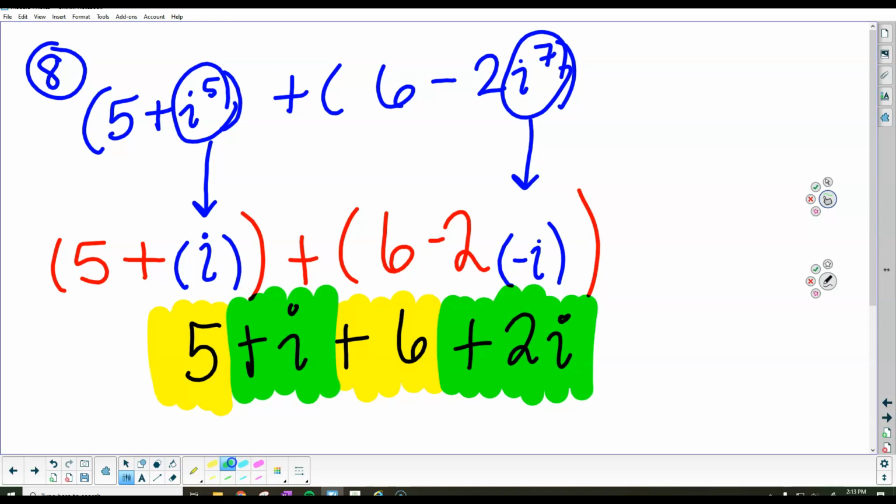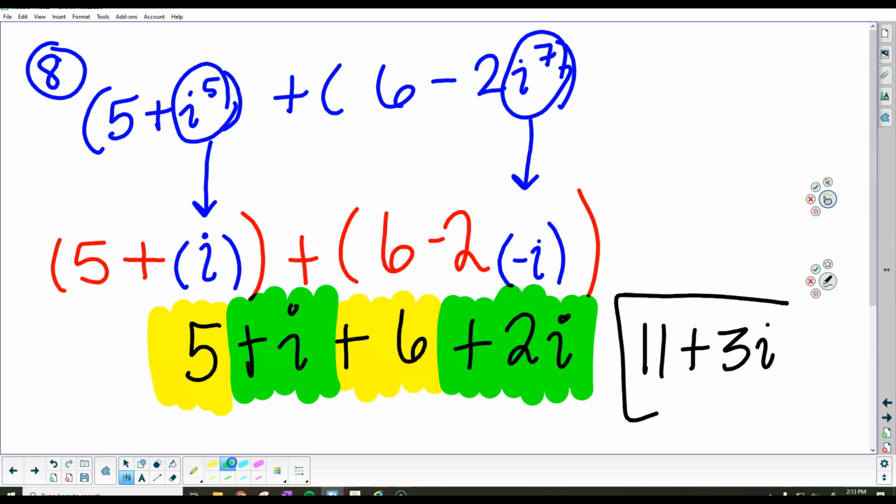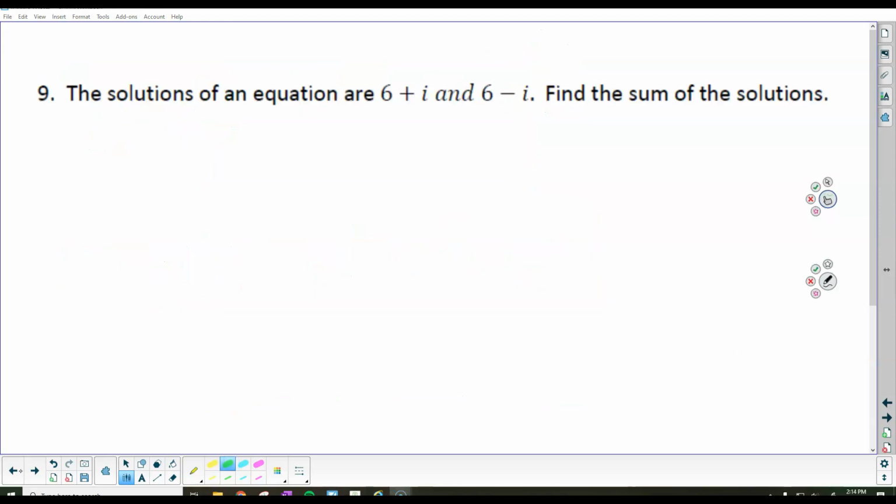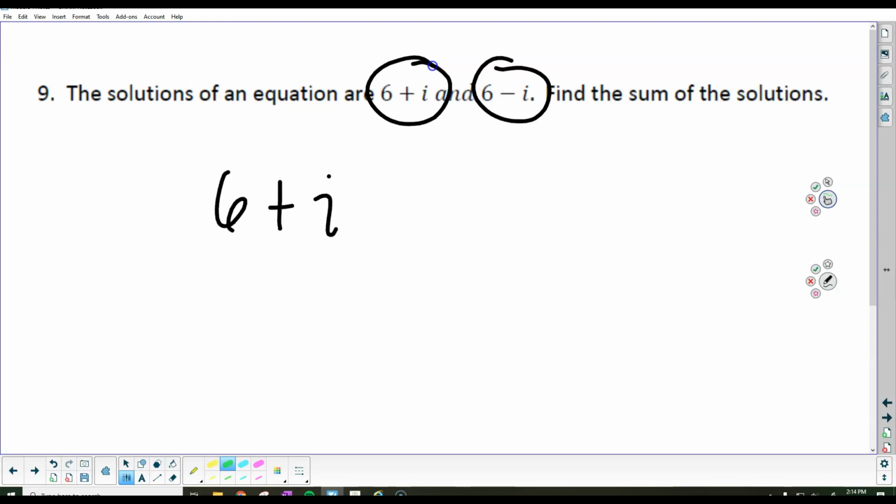All right, just remember your real part goes first, so the 11 has to go first. So it's 11 plus 3i. The solutions of an equation: somebody solved an equation and they got 2 answers, which makes sense because it's a quadratic. It's 6 plus i and 6 minus i. And we're going to find the sum of those solutions. So 6 plus i plus 6 minus i. So let's just add them.